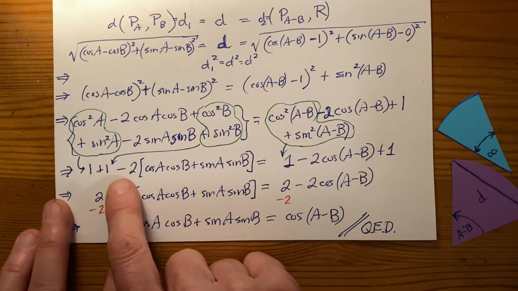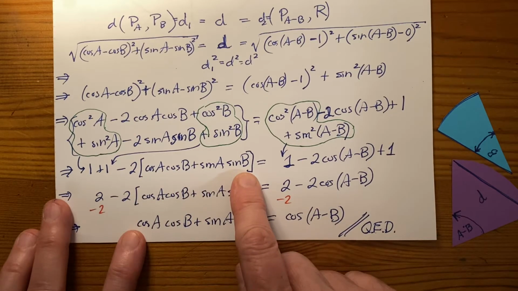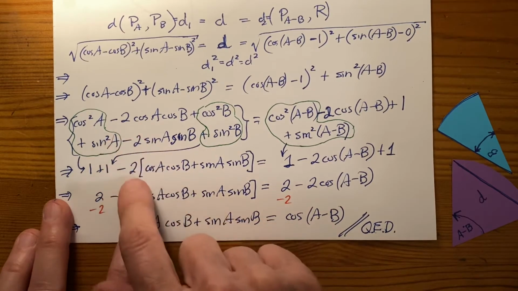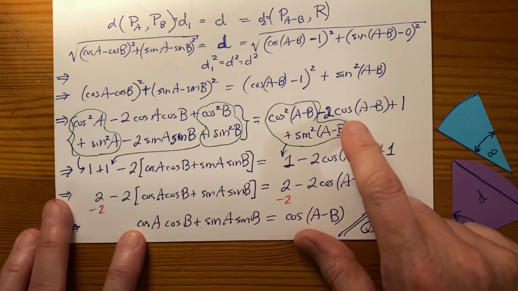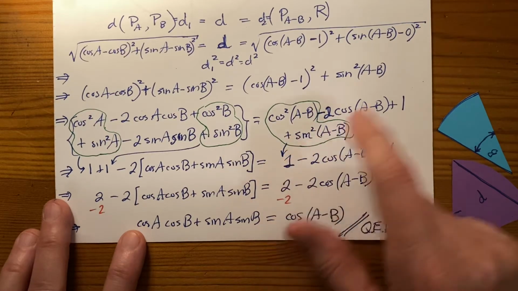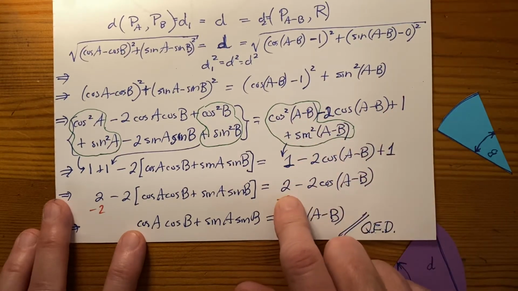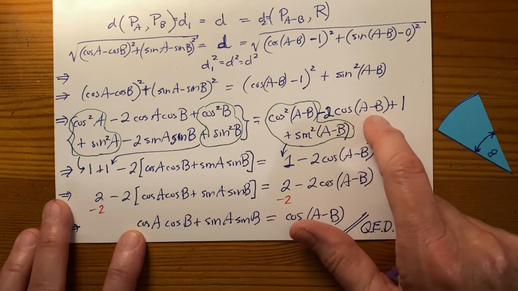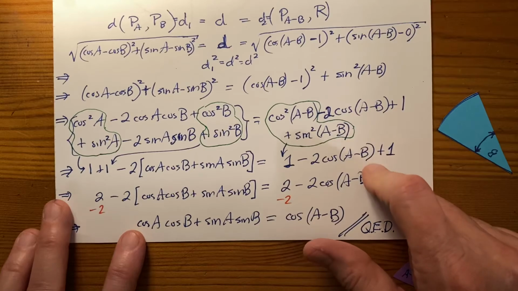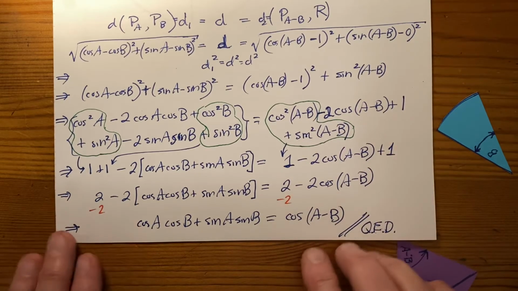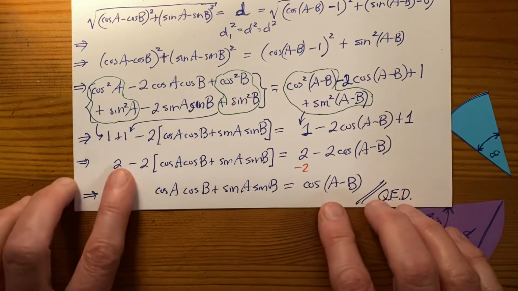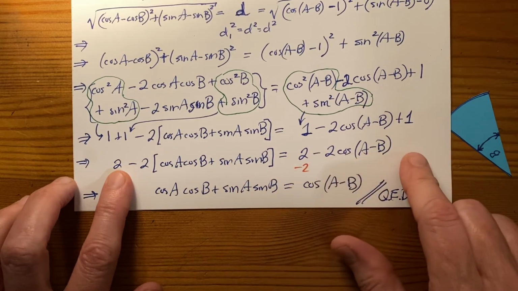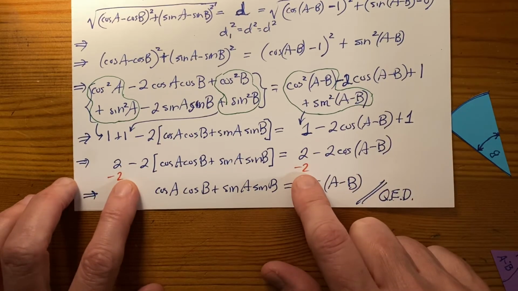So we've got 2 minus 2 times this stuff. How do we get that? We put these two down here, added them, but then factored out a negative 2. So we've got this 1 and this 1, which we're going to add together to get a 2, minus this remainder over here, minus 2 times the cosine of, oh, looky there, A minus B. So now we have an equation with a 2 minus 2 times something equal to a 2 minus 2 times something else. So let's subtract the 2's from both sides.